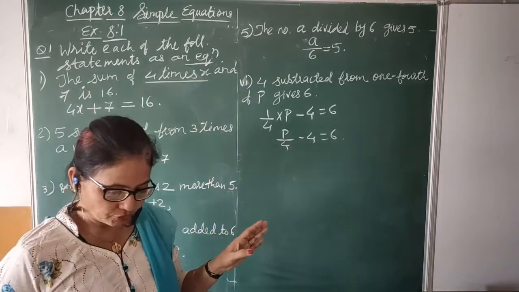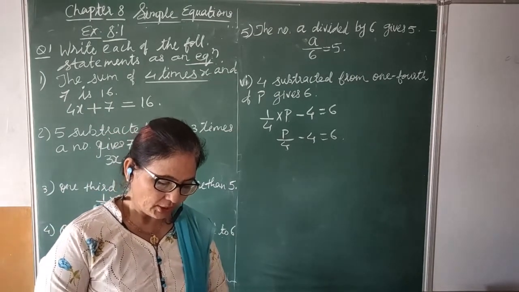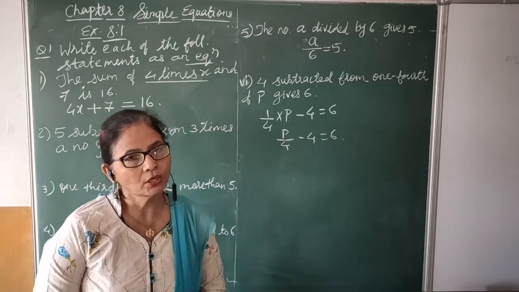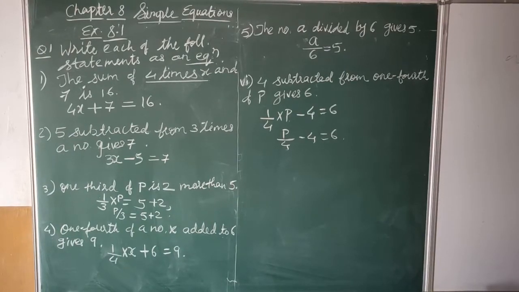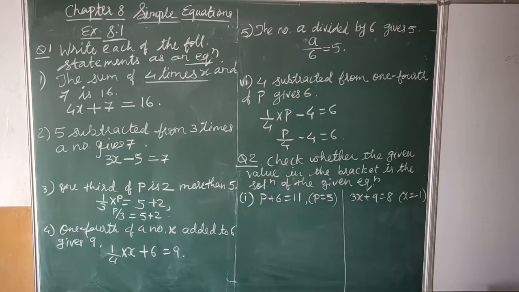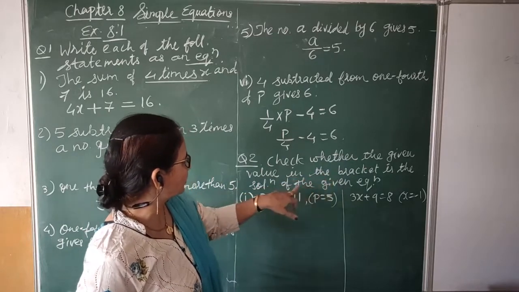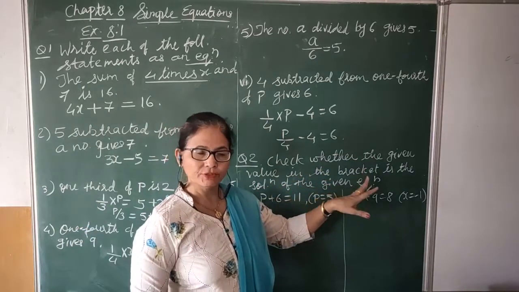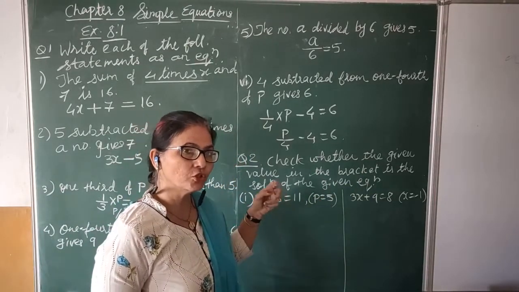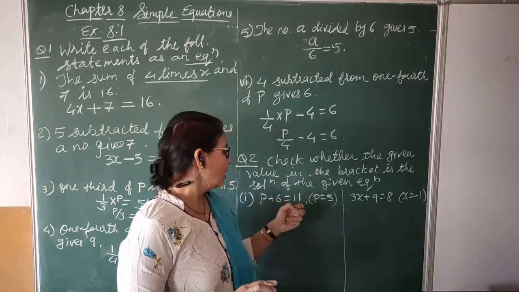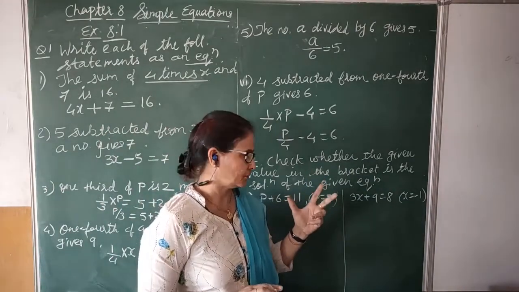Now let's move to question number 2. Question number 2 is check whether the value given in the bracket is a solution of the given equation or not. So here is the second question for you. You have to check whether the value given in the bracket is the solution of the given equation or not. I already told you, solution means when you put this value in the left hand side, are you getting the right hand side or not? Now let's see.